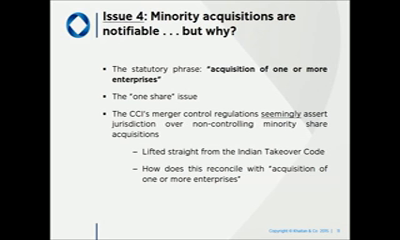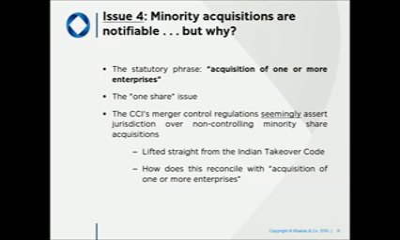Now, the fourth issue that you need to know in India, and again, we're talking about merger control. Minority acquisitions are potentially notifiable, and again, we put in the title of this slide, but why? And there's a reason for that. If you look at the first bullet point on this slide, the basic trigger of a merger control notification under the Competition Act itself, the basic statute that governs the merger control regime, requires there to be an acquisition of one or more enterprises. That seems like a pretty clear phrase, but unfortunately, it hasn't been construed that way.